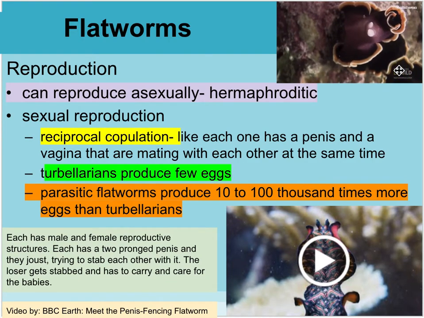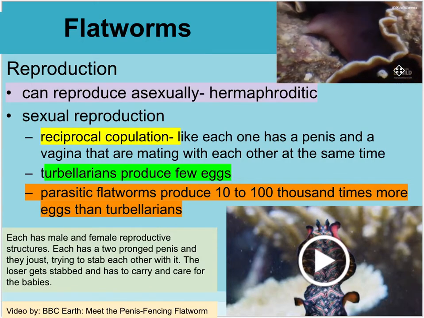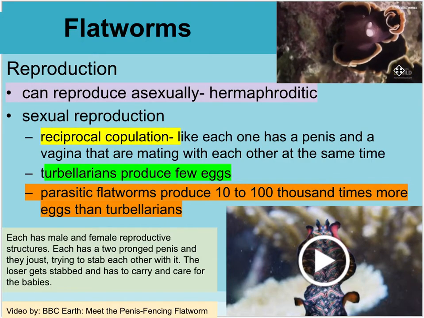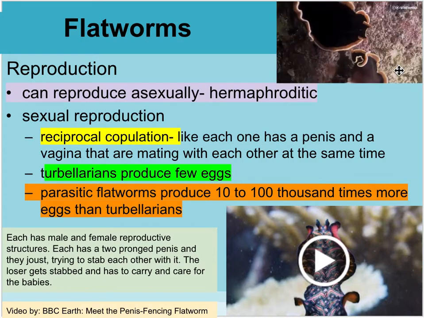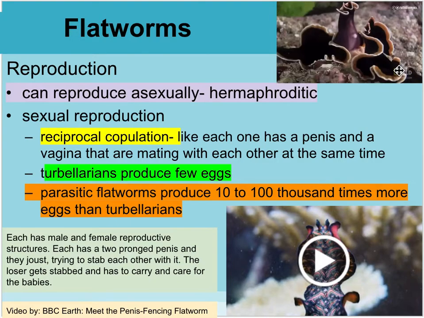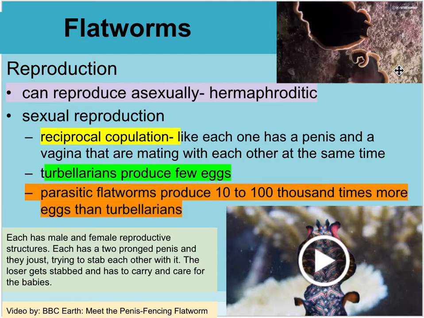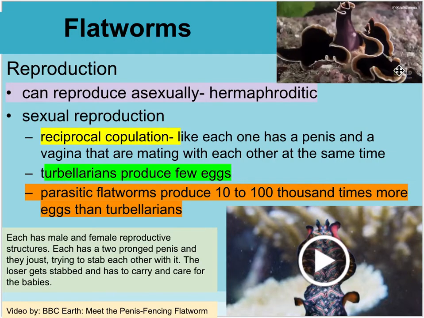While turbellarians produce just a few eggs, there are parasitic flatworms that produce 10 to 100,000 times more eggs than the turbellarians. And obviously, it's parasitic. That's kind of disgusting. And it just goes out there and it's hoping to make its way inside of another organism so it can grow in it.